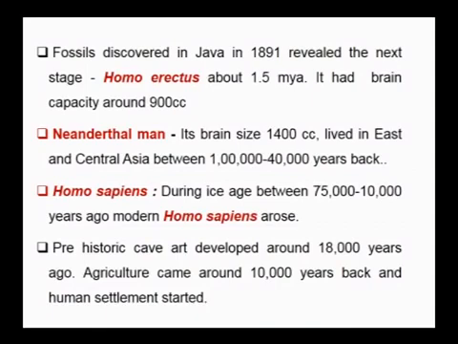Fossils discovered in Java in 1891 revealed the next stage, Homo erectus, about 1.5 million years ago. It had a brain capacity of around 900 cc. The Neanderthal man, with a brain size of 1400 cc, lived in East and Central Asia between 1 lakh and 40,000 years back. Modern Homo sapiens arose during the Ice Age between 75,000 and 10,000 years ago. Later, prehistoric cave art developed around 18,000 years ago. Agriculture came around 10,000 years back and human settlement started.